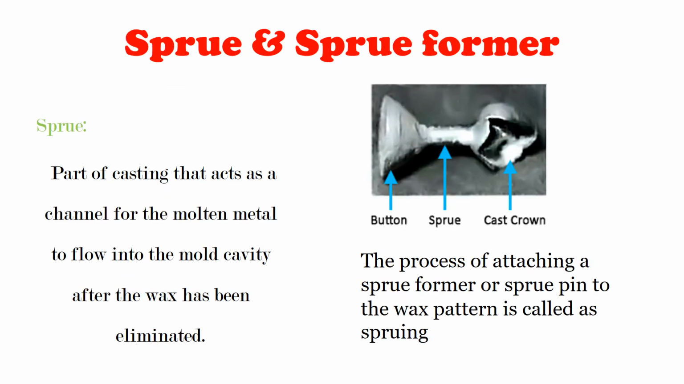Next step is sprueing. That means you have to deal with sprue and sprue former. Now what is a sprue? It is a part of casting which acts as a channel for the molten metal to flow into the mold cavity after the wax has been eliminated. When your wax is eliminated, this sprue will act as a channel so that your molten metal can flow into the mold cavity. The process of attaching a sprue former to the wax pattern is known as sprueing. So here you can see this is your sprue. It will act as a channel or a medium through which your molten metal will flow inside the mold cavity.